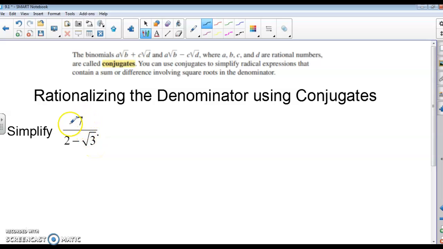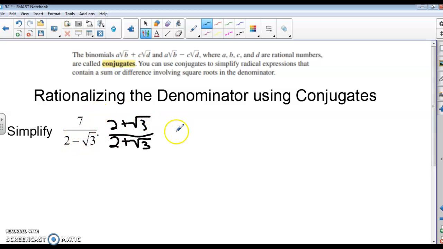So here it says simplify 7 over 2 minus the square root of 3. So we're going to use a conjugate to rationalize the denominator. We're going to multiply both the top and bottom by the conjugate of 2 minus the square root of 3, which is 2 plus the square root of 3. Now we can't just multiply the denominator by that and not the numerator, so we're also going to multiply the numerator by 2 plus the square root of 3.